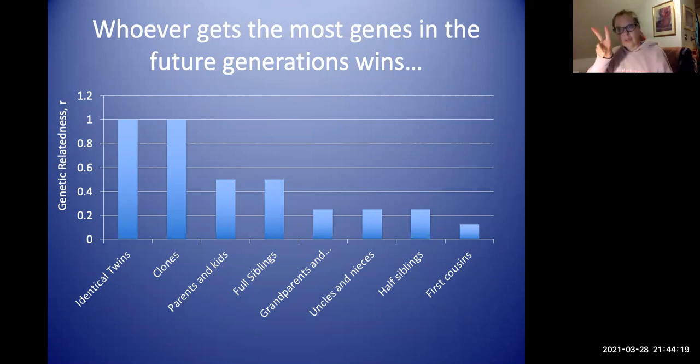So if I have two kids, I have all of my genes on average represented. If I have more kids, I get more and more of my genes represented. You can only have 100%, but some of them are going to be duplicates.